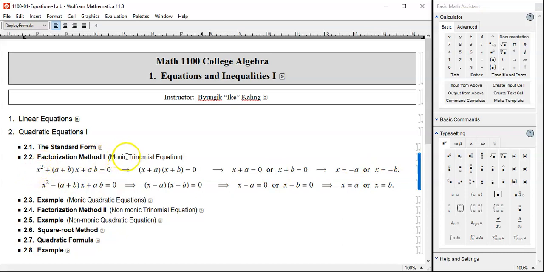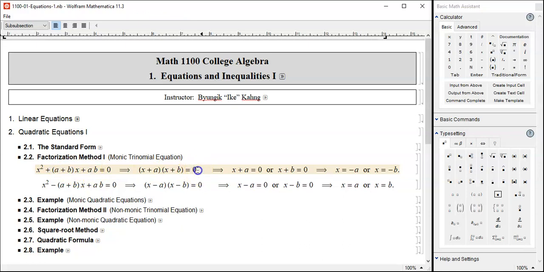Monic, what do you mean by monic? The quadratic coefficient is 1. You have just x squared, not 2x squared, not 5x squared, not negative 6x squared, but just x squared. In that case, it is possible to factor like this. Factors of the last term, the constant term, may add up to the middle coefficient. In that case, you can factor. And the right-hand side is 0.